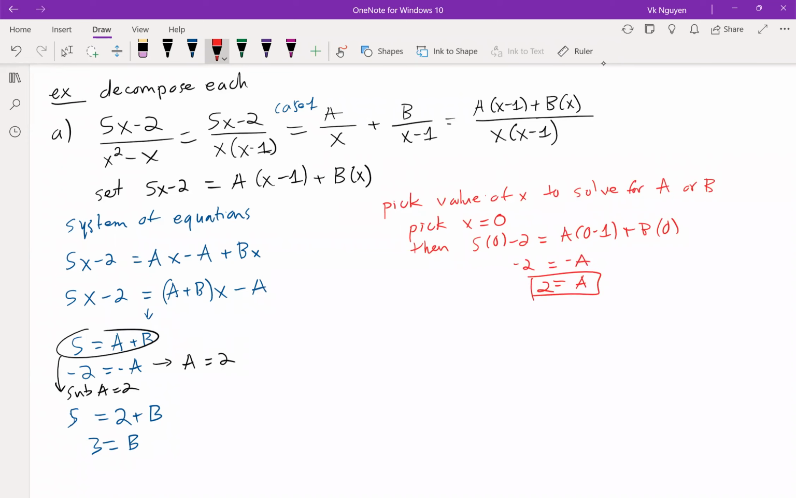Neat, huh? And then in order to solve for b, well, we can pick x to be 1. Then 5 times 1 minus 2 equals a times 1 minus 1 plus b times 1. This tells us that b equals 3. And this method is very useful for a system that has many variables.